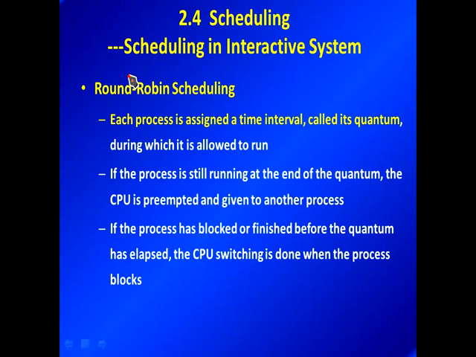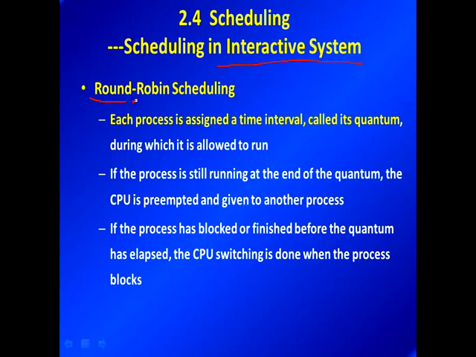Okay, so we just discussed the two simple algorithms for batch systems, which are non-preemptive. And from this slide, we're gonna learn some preemptive algorithms for interactive systems. So the first one is very popular in the modern operating system. Also, maybe you can see some modified version based on this round-robin scheduling.